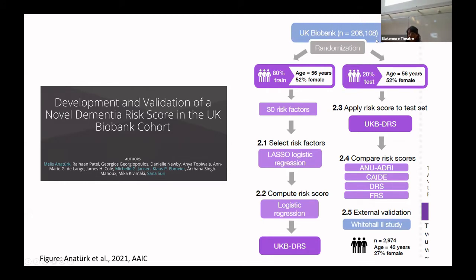So these were people who had measures of the things that we were interested in and had dementia linkages to their health records. And we split them into two groups, a training set of 80% and 20% test sets. And we looked at 30 risk factors that we know from the literature are important in predicting Alzheimer's disease or associated with Alzheimer's disease or dementia in general. And we threw them into a regression, and the regression spat out the risk factors out of the 30 that were most predictive. And then we created a risk score using those ones.